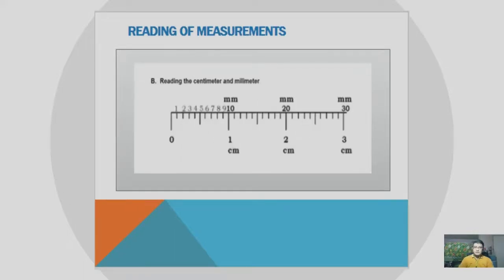Reading measurements. Reading the centimeter and millimeter. In every 10 millimeters, we have 1 centimeter. In every 20 millimeters, we have 2 centimeters. In every 30 millimeters, we have 3 centimeters.